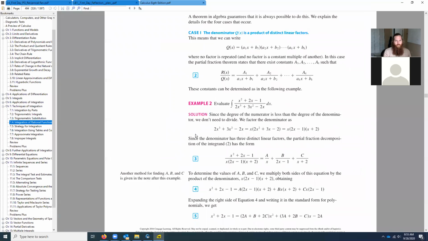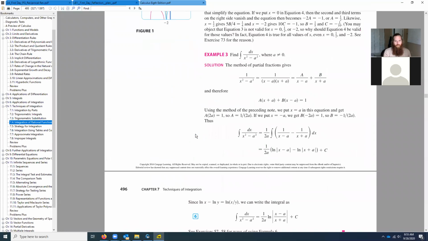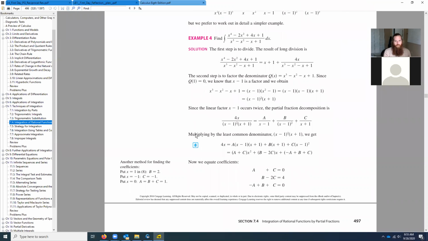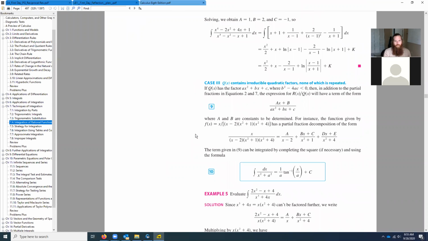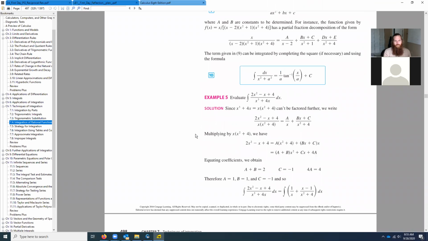Somewhere in here, I'm sure we have a quadratic. Okay, we'll do this one. Let me write it down.